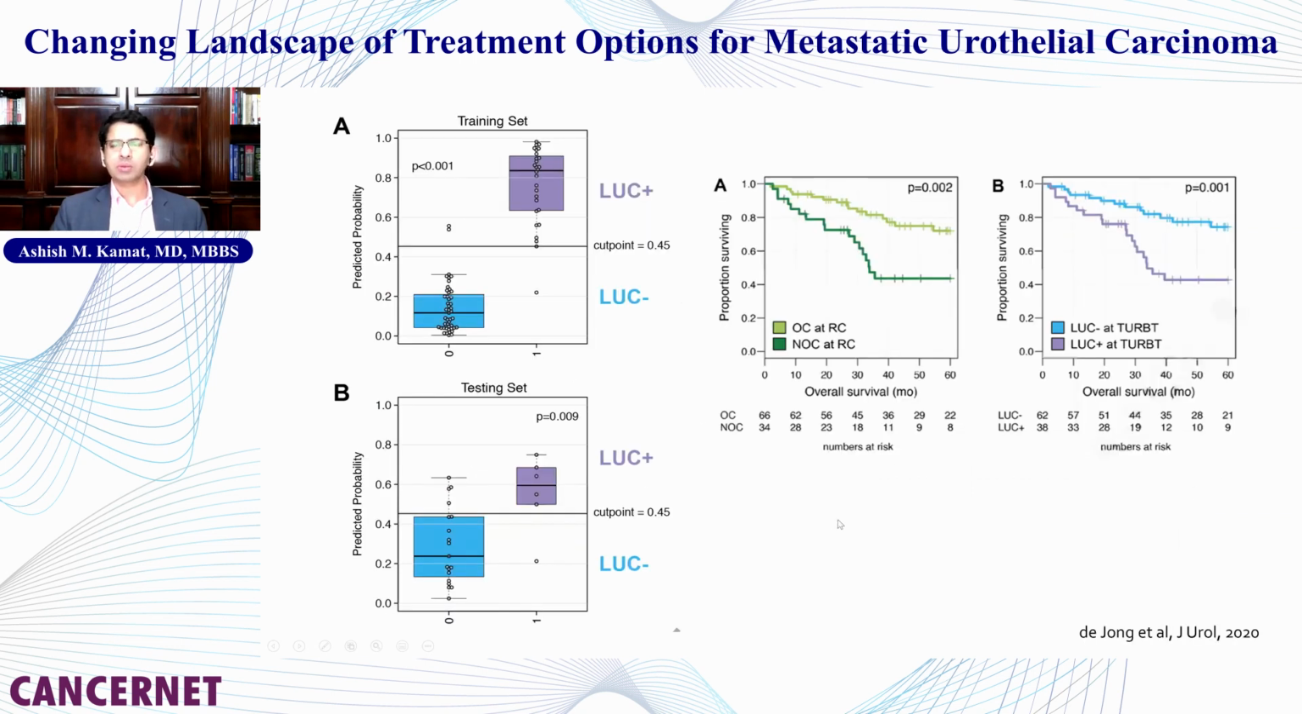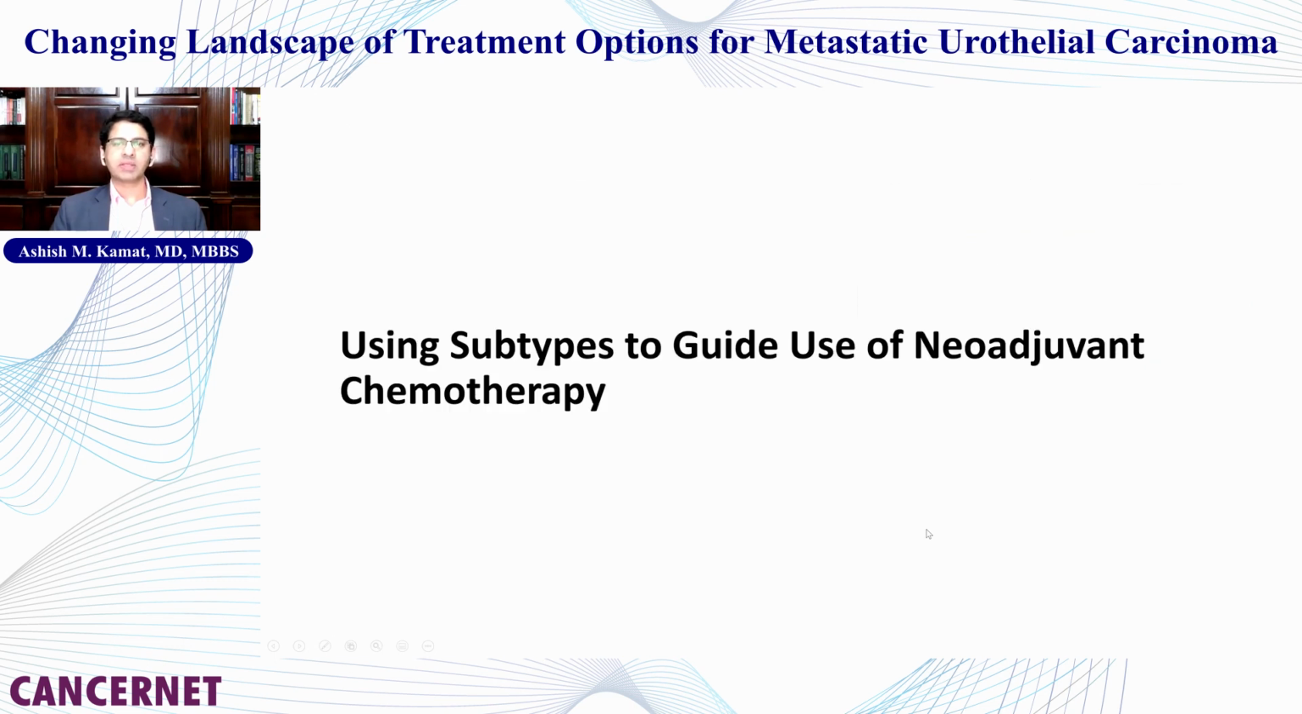And this is work that was done again by the same consortium, published just recently, that shows that you can use the luminal type positive characteristics of subtyping to essentially identify a prediction, both in the training set and the testing set, of organ confined versus non-organ confined. And this then does translate into proportion surviving, overall survival at radical cystectomy, clinically, as well as based on the luminal versus non-luminal subgrouping of these patients.